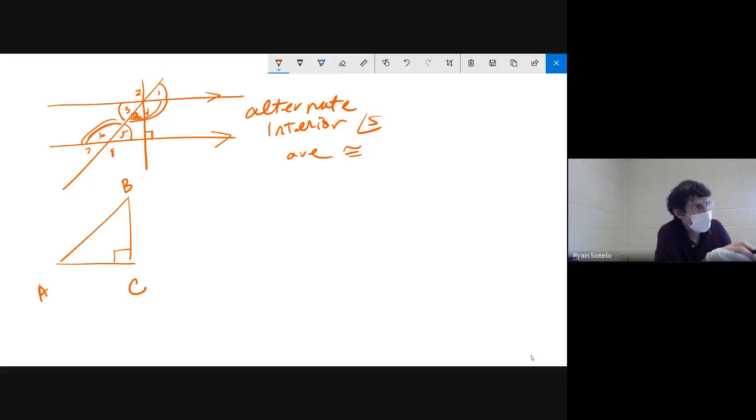I said the two acute angles will add to 90, the other angle's 90. Altogether, you have a 180 degree sum for the measure of your internal angles in a triangle. And that's exactly what I said to Cody.